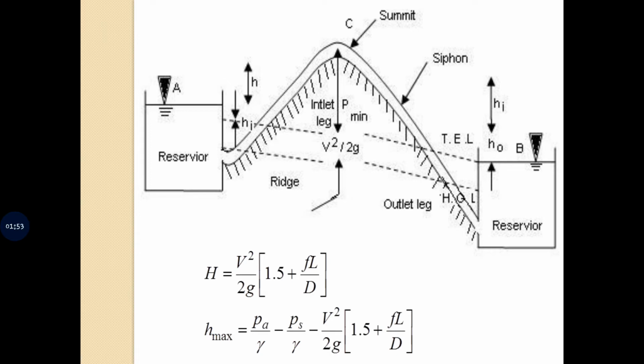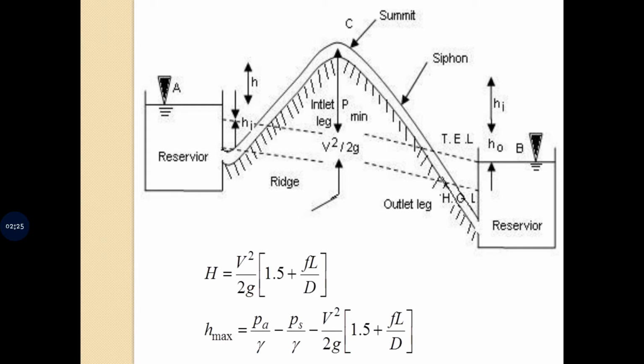The pressure can be determined by applying Bernoulli's theorem. With the help of Bernoulli's theorem, we are going to determine two parameters: first, the head loss between reservoir A and B, and second, the pressure at point C. Applying Bernoulli's equation between reservoir A and reservoir B will give us the head loss.